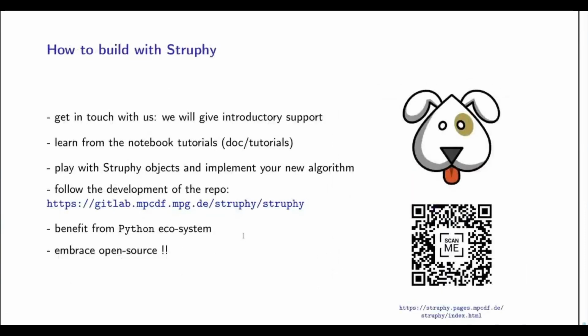So last slide, this is how you can build with Struphy. I think you probably will need some initial support to get into how to use it. You can get in touch with us. We will help you to get into the workflow. You can learn the notebook tutorials. You can try to implement your new model, a propagator. You can follow the development on the repo and really benefit from the growing Python ecosystem for fusion research and embrace open source. Thanks for your attention.